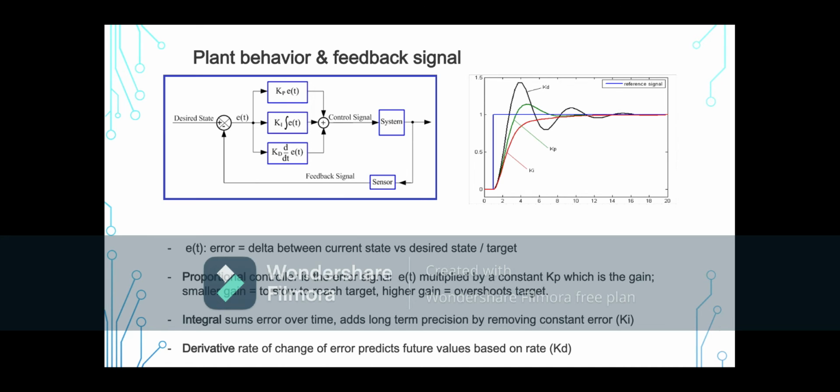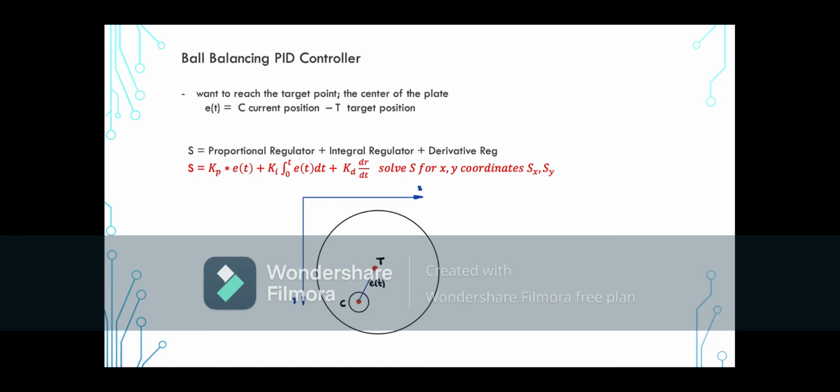The integral controller, which is the sum of error over time, allows us to remove the constant error in the system, and the derivative, which is the rate of change of error, allows us to predict the future values based on the current rate of the error.